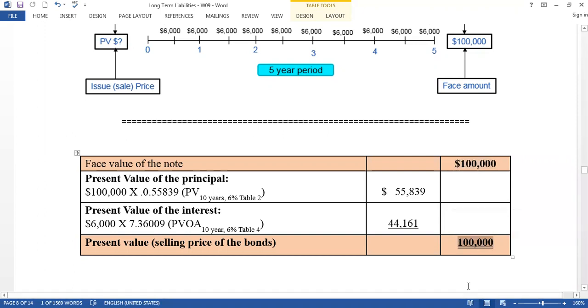So today, what happened? Today, you receive cash. Also, you record your liability. You are liable to pay this money because it is not your money, right? It is not your money. You receive it from the market. It is other people's money that you receive today and use. But 5 years later, you are going to pay this money.